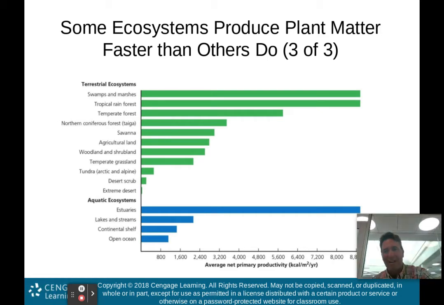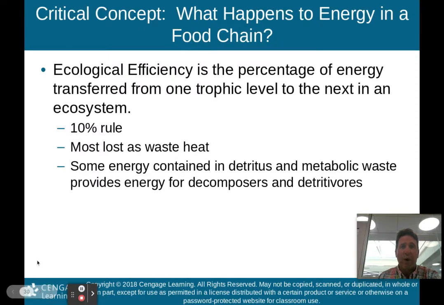You don't have to memorize the actual numbers here, but just have a general idea of what's going on. All right, critical concept here: what happens to energy in a food chain? Now, we did already talk about this a little bit. You'll notice, though, as I go through these lectures, I'll sometimes talk about something in part one, and then I'll talk about it again in part two. That's on purpose, to drive home important concepts.